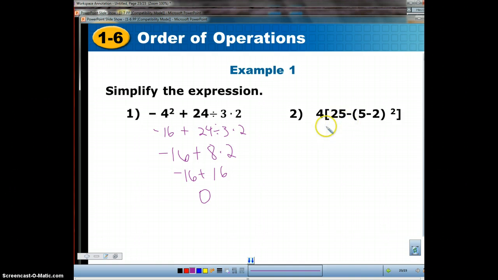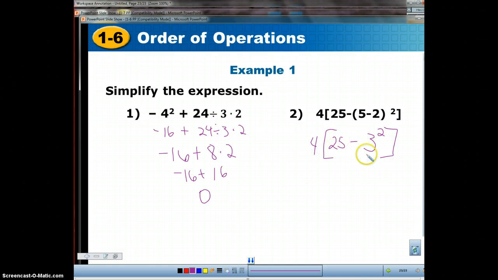Over here, I have multiple grouping symbols. I have parentheses inside brackets. I need to do the parentheses first. 5 minus 2 is 3. This exponent is on what's in the parentheses, so it goes on this 3. So I have 25 minus 3 inside these brackets with a 4 outside.